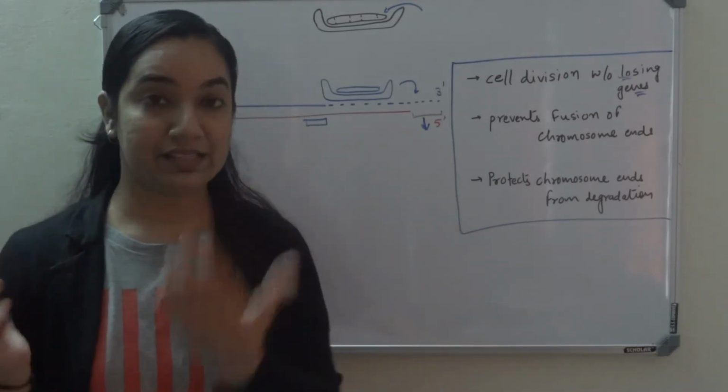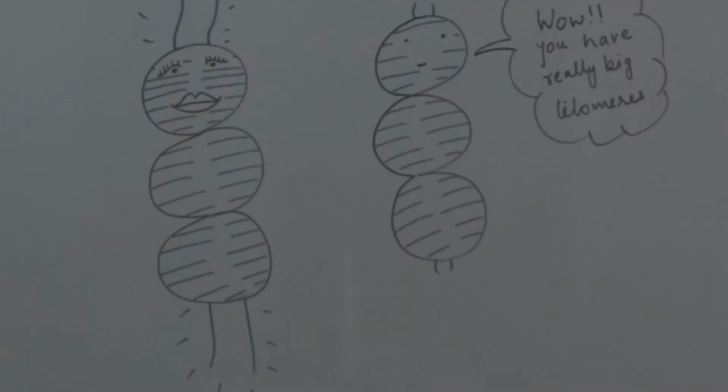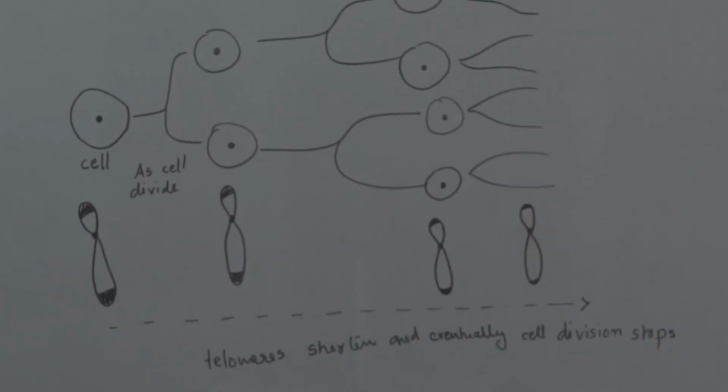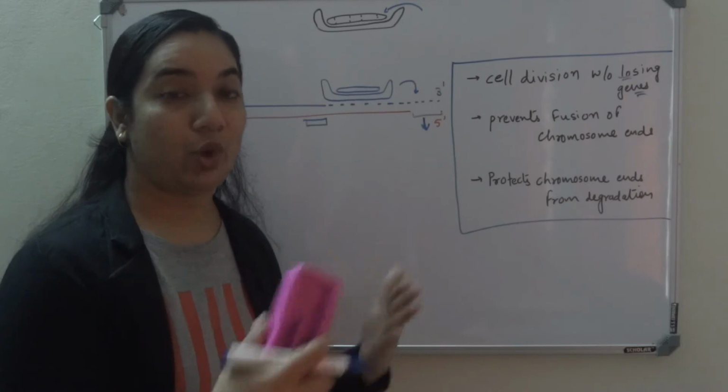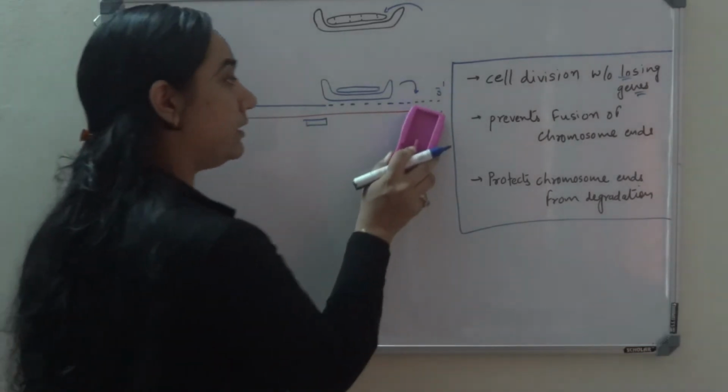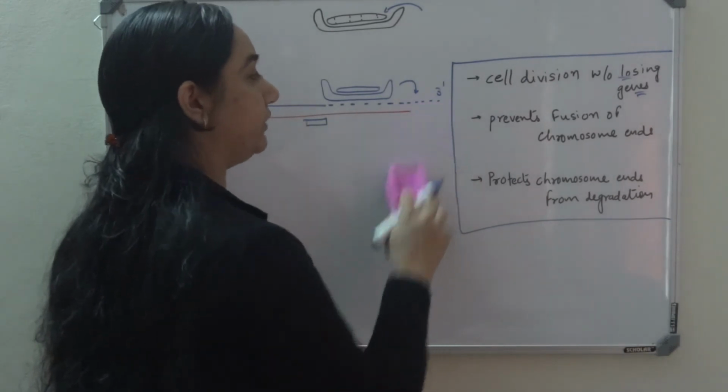When a cell is new, a fresh cell, it has a very long telomere, but every time the cell divides, you tend to lose a few base pairs of the telomeric region, and as the cell grows old, the telomere length becomes shorter and shorter. Also, when the replication is over, you see this, there is an overhang over here.